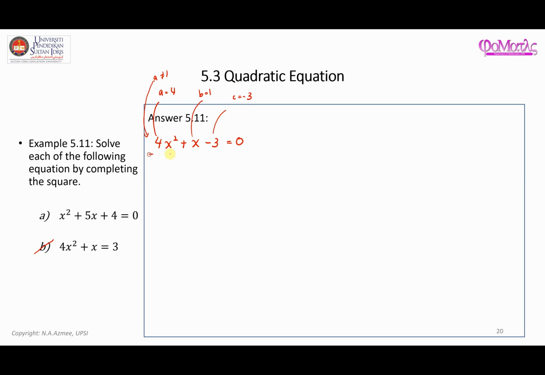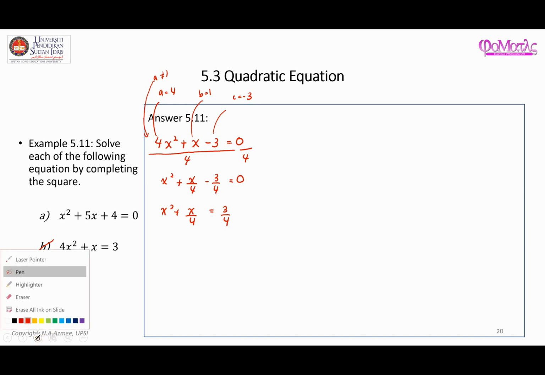you need to divide the whole thing with the coefficient, which is 4, and the right hand side also must be divided with 4. So next you can simplify it and it looks like this: x squared plus x over 4 minus 3 over 4 is equal to 0. Next, x squared plus x over 4 is equal to 3 over 4. Now here comes the part where you need to complete the square.